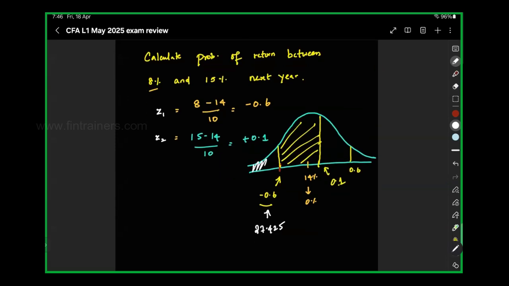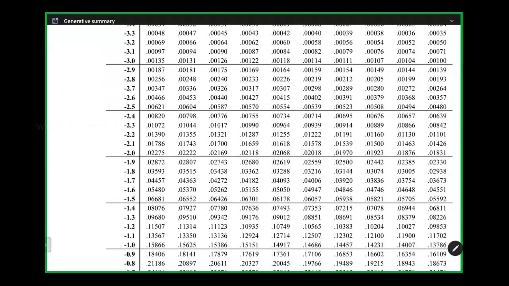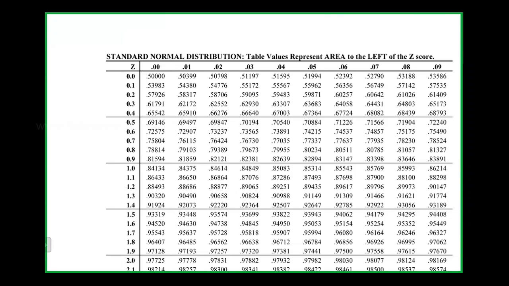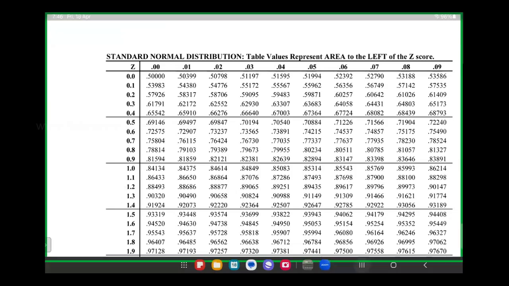So what is that area? That is this area, the white area, the area to the left. Always be careful about that. It's the area to the left. Okay, now let's find for 0.1. Let's find that for 0.1. Positive 0.1 is 53.983.